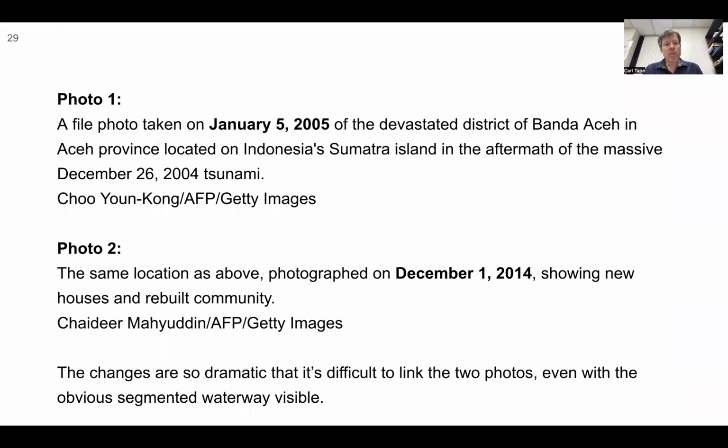So next I'll show a couple photos from the same location, one taken in 2005 after the tsunami devastation in Banda Aceh. The other was from a similar view, same location, photographed in 2014, showing the new houses and rebuilt community. The changes are so dramatic that it's difficult to even link these two photos, even with the obvious kind of segmented waterway that you'll see to link them.